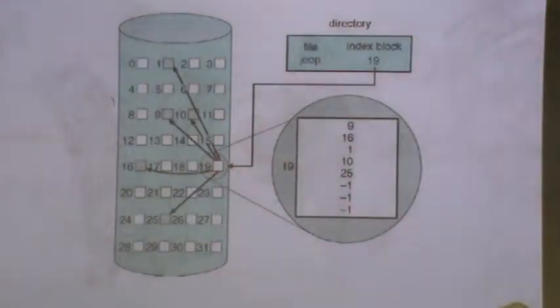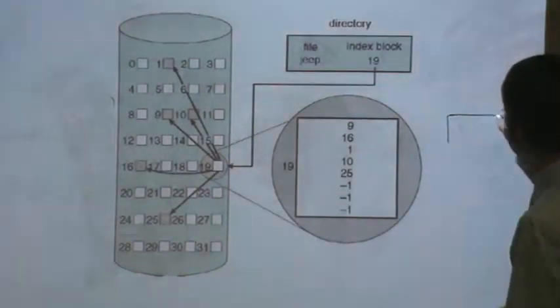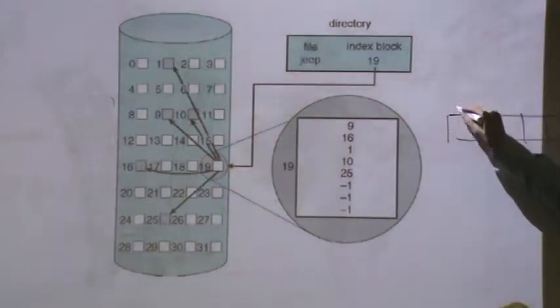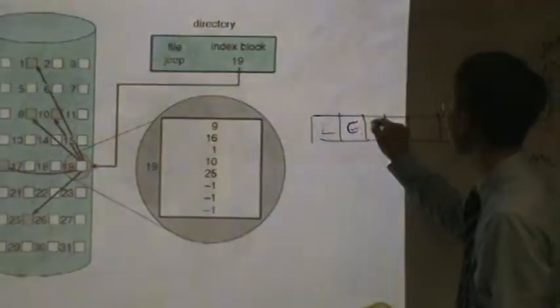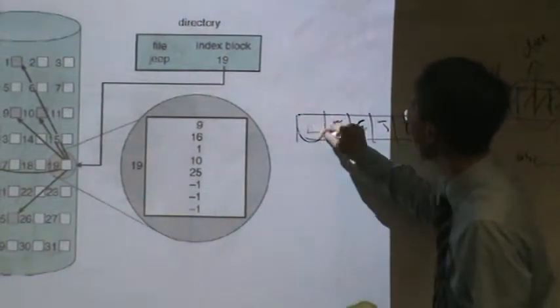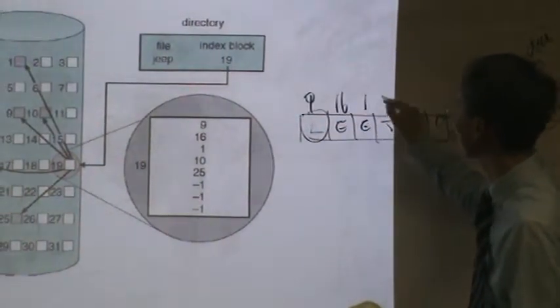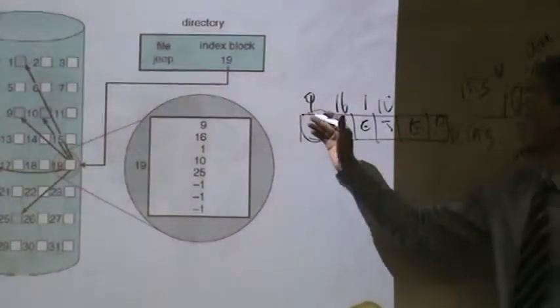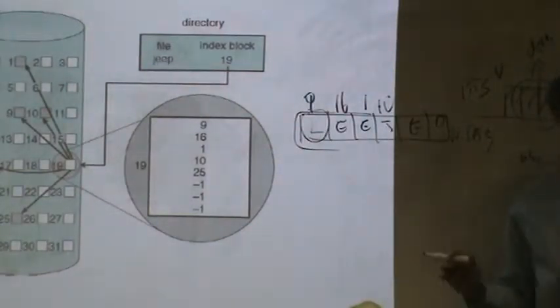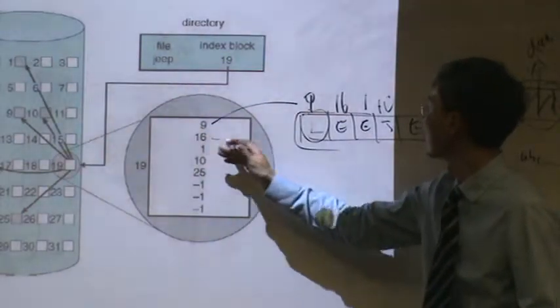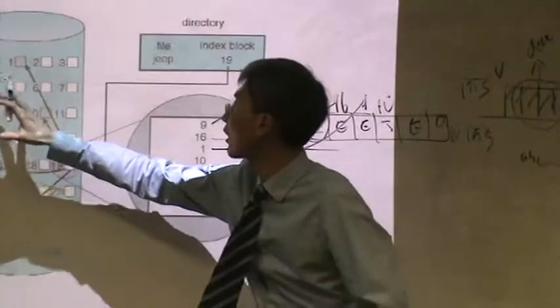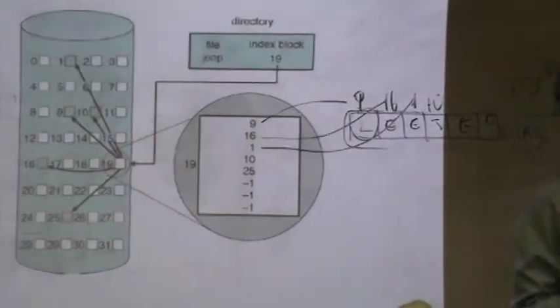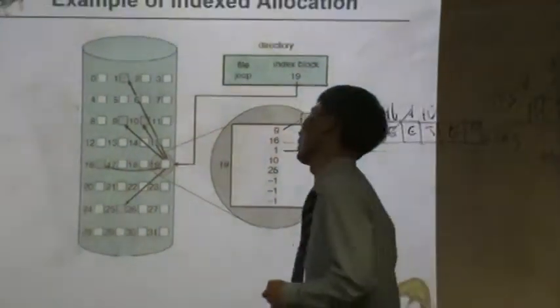Okay, so what is it, like 9, 16, 1, 10, 25? So you have the file. That means this data block is 9, 16, 1, 10, and so on, ordered by the contents of the file. So that's the data in different blocks. This is a block ID, okay? 60 and 1. That is physically in your file system. This is called the index allocation.